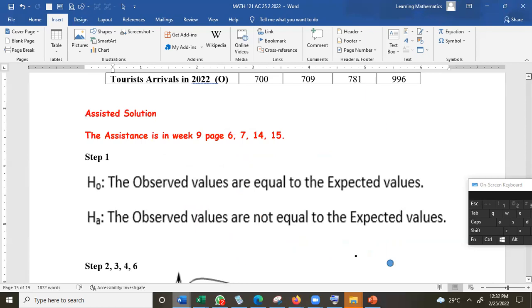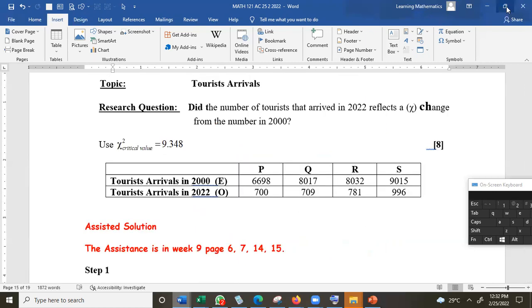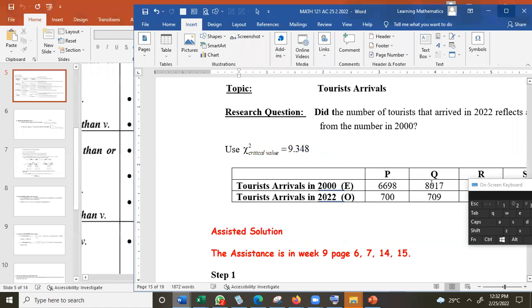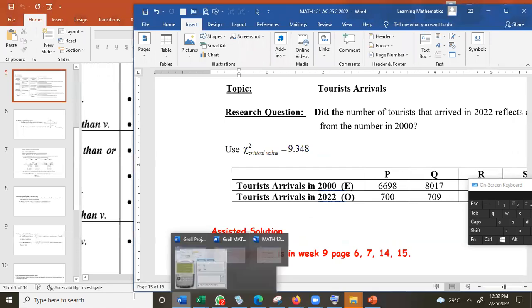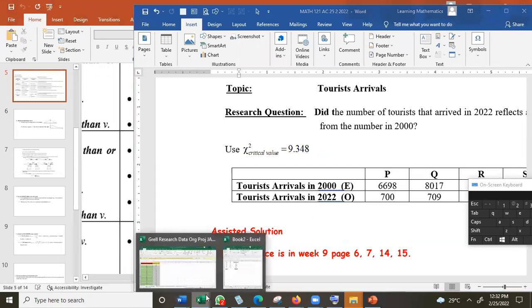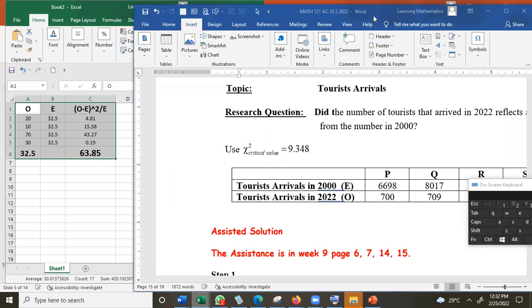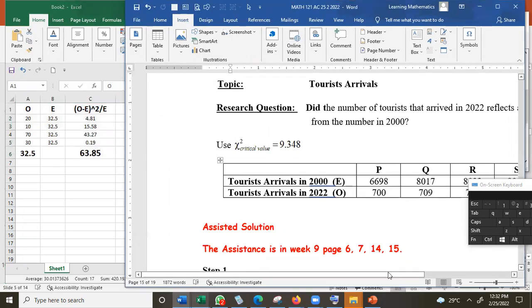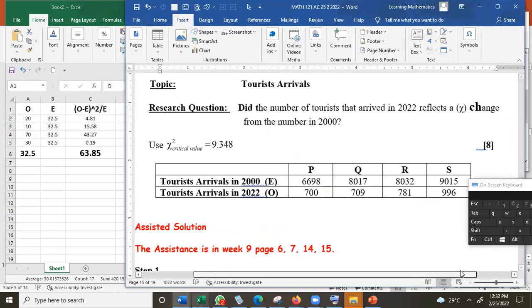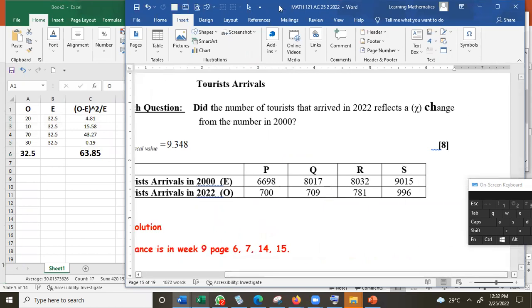Go back to the table. The observed will be what is happening now in 2022. And what you expect is what happened in the past. So we can use Excel to do that. Since we have used Excel a while ago, the formula is programmed in Excel already. So all we need to do now is to update the values using the values for this example.